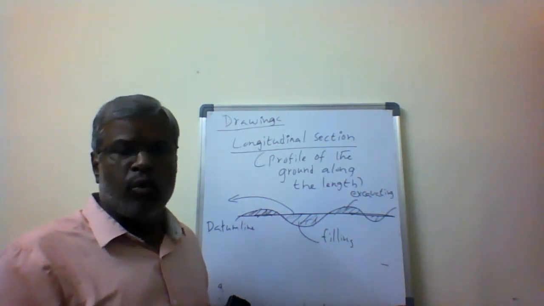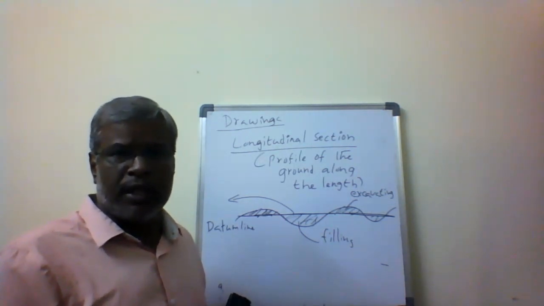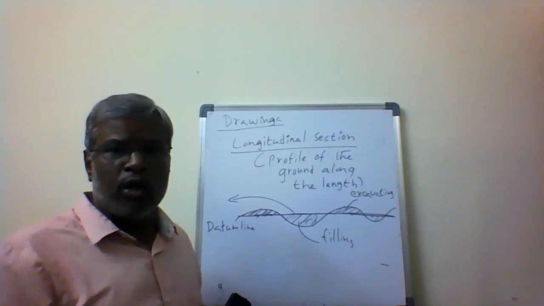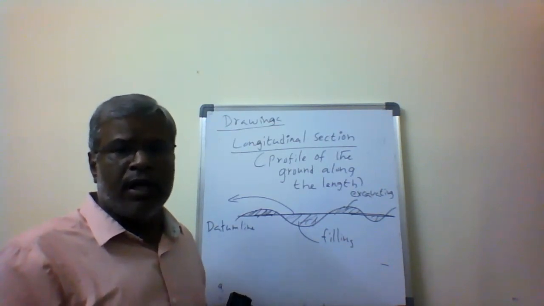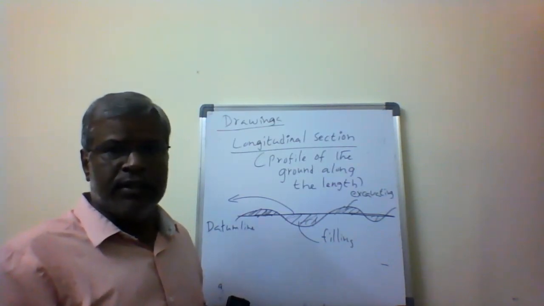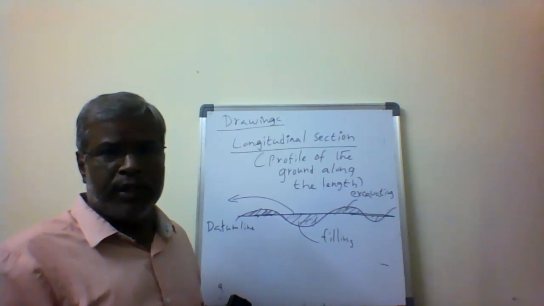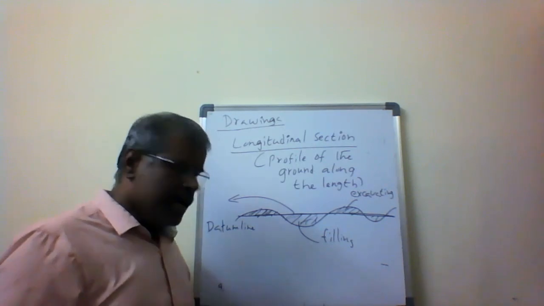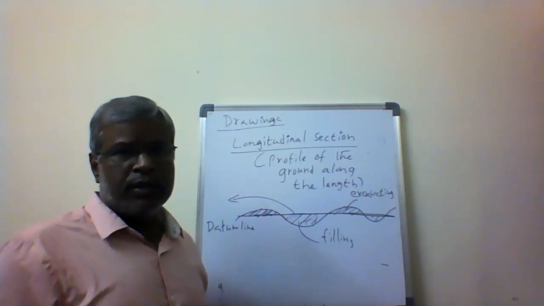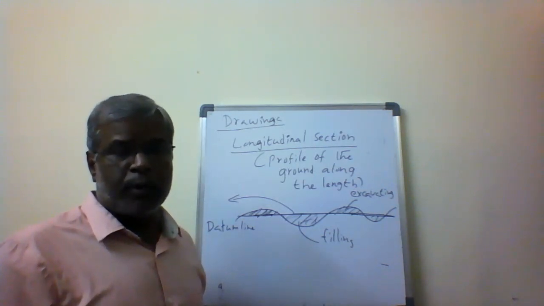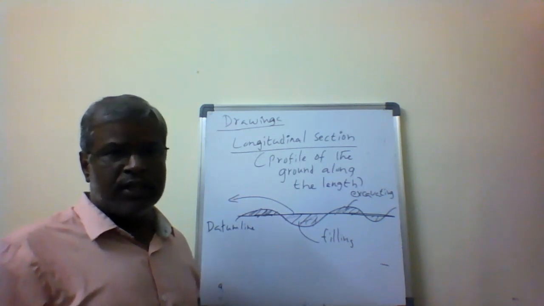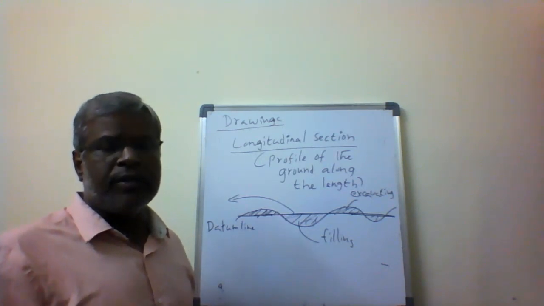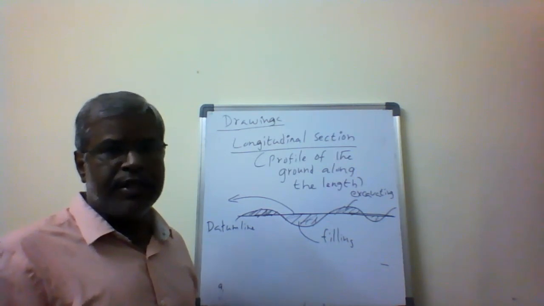Existing ground level, proposed datum line. From that, we are going to get the volume of earthwork required for cutting as well as filling. This is what the longitudinal section gives us. The detailed plan gives the proposed road alignment as well as the boundaries, and then the contours.